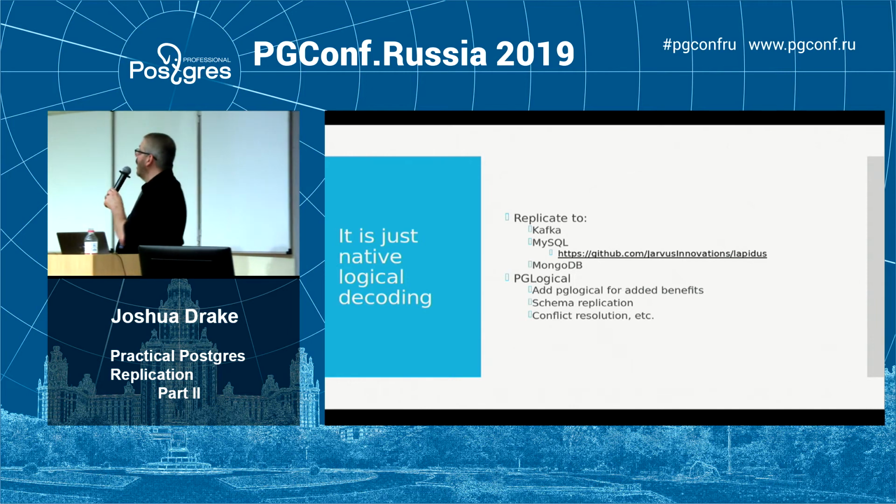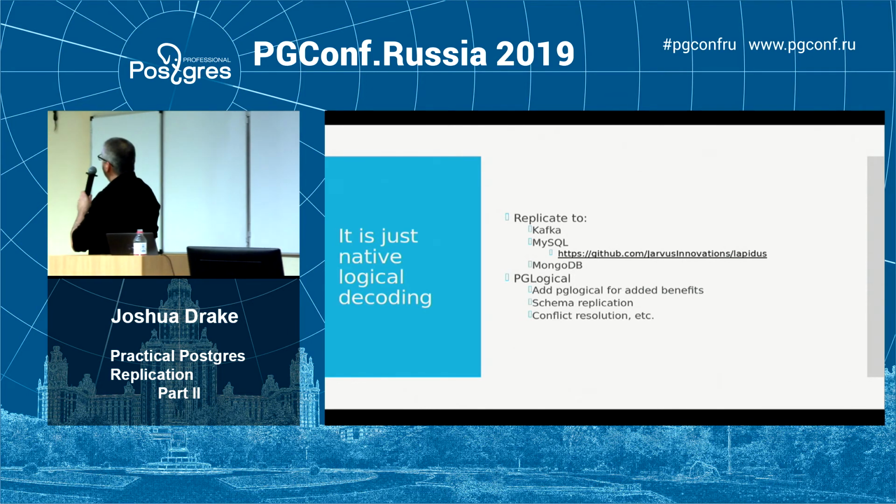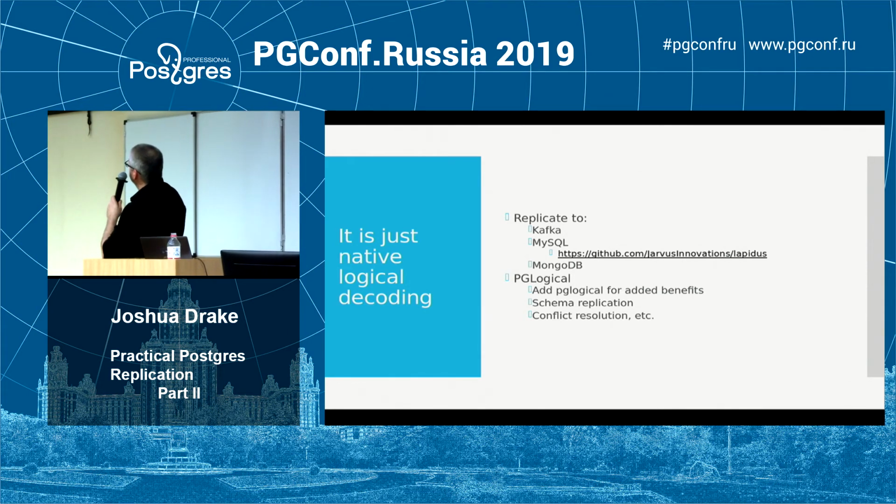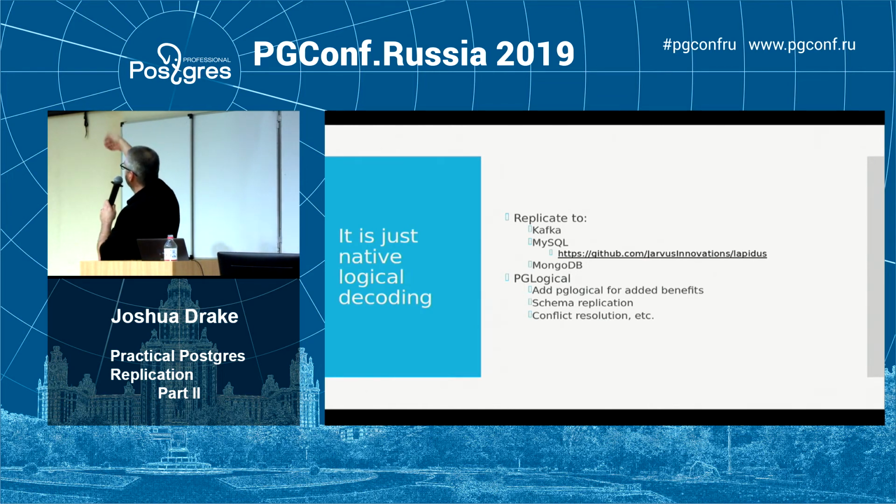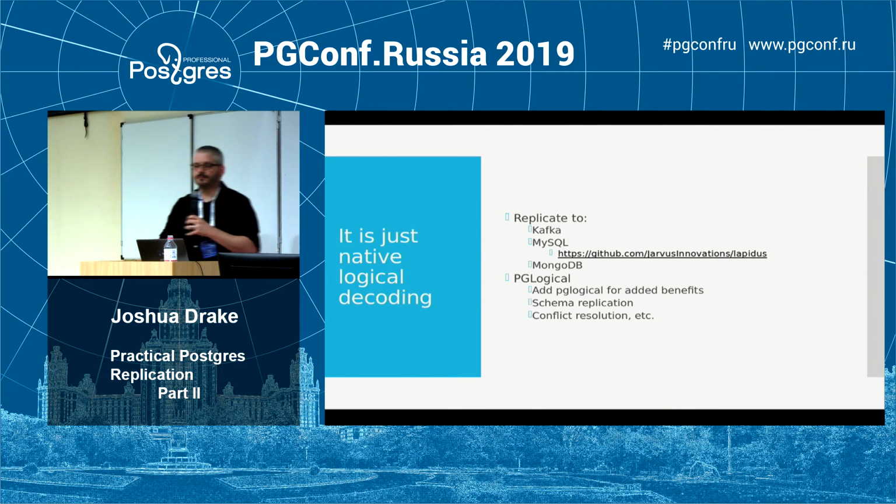It is just native logical decoding. It's just integrated now. So we can replicate to Kafka, to MySQL. Like I said, don't do this, but there it is. Mongo, PGLogical, which is an extension that has added benefits like schema replication instead of having to use pg_dump for the schema, as well as some conflict resolution.